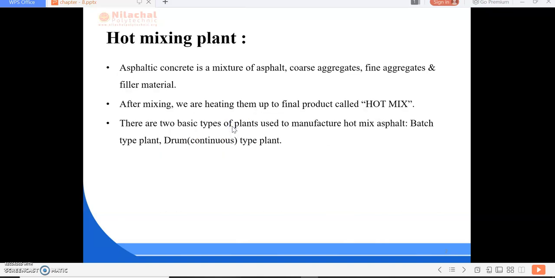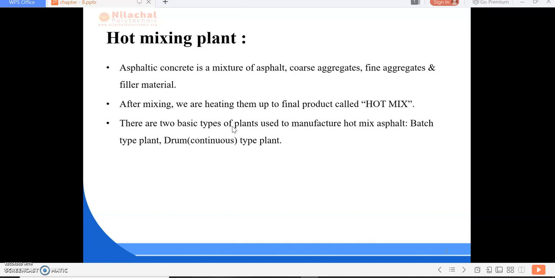Okay, so first of all, I'm going to explain hot mixing plant. Asphaltic concrete is a mixture of asphalt, coarse aggregates, fine aggregates, and filler material. After mixing, we heat them up to the final product called hot mix.